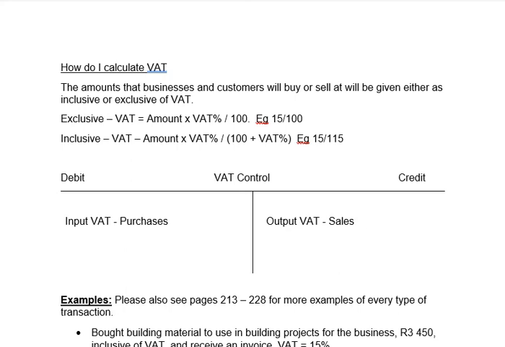And all of the VAT you gathered on your sales that you've made during the year, or any income that you have, those will be on the credit side of VAT, the output side. So input VAT is on the debit side, and output VAT is on the credit side of VAT.